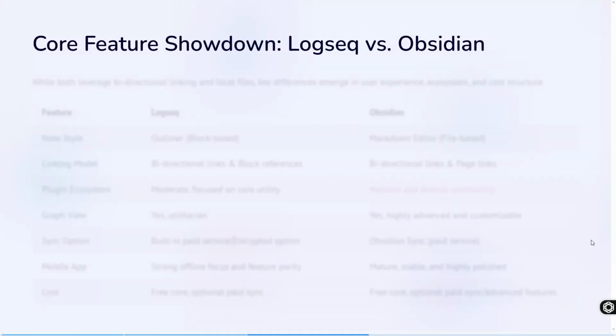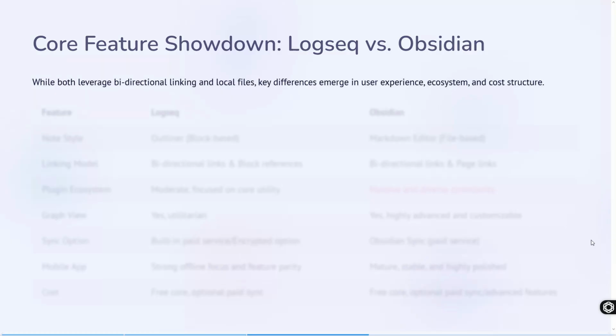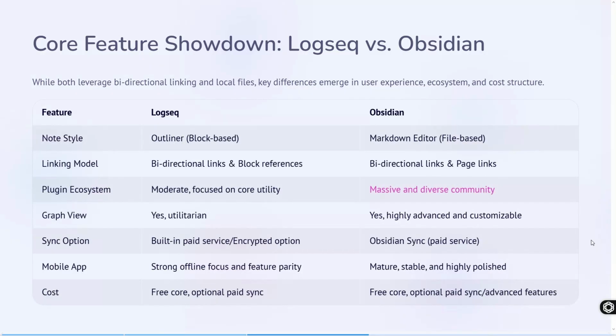Now, let's go to the core feature showdown and the comparison. While both leverage bidirectional linking and local files, key differences emerge in user experience, ecosystem, and code structure. So let's look at this table altogether. First, for the note style, Logseq has an outliner note style, it is block based, and Obsidian has a markdown editor, it is file based. And now for the linking model, Logseq has bidirectional links and block references, and Obsidian has bidirectional links again, but it also has page links and it is missing block references, as Logseq is block based and Obsidian is not.